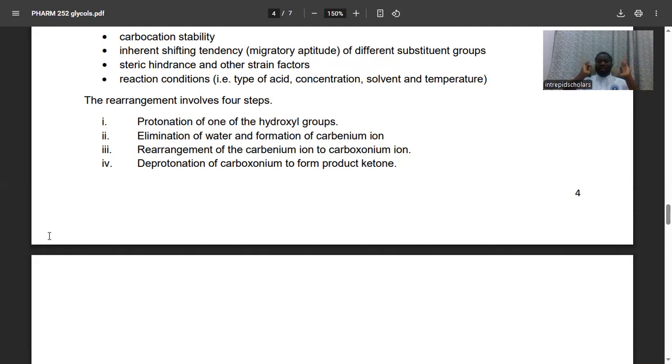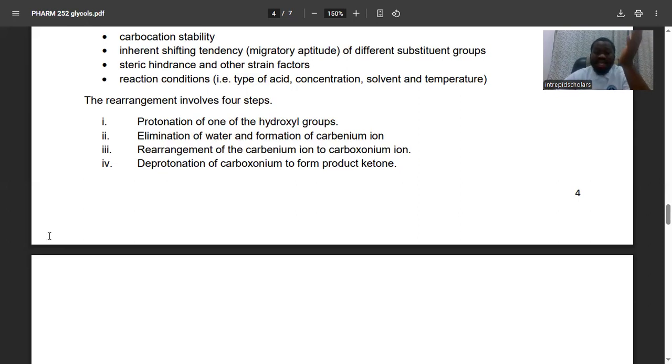As to which one of the hydroxyl groups will be protonated, we'll talk about it. The next one is elimination of water and formation of carbonium ion. We'll talk about that. The next one is rearrangement of carbonium to carbooxonium ion. So this is a giveaway point, even though we've not talked about the mechanism. Now we are moving from a carbonium ion to a carbooxonium ion. The carbooxonium would mean there's an oxygen interplay here, and I will explain.